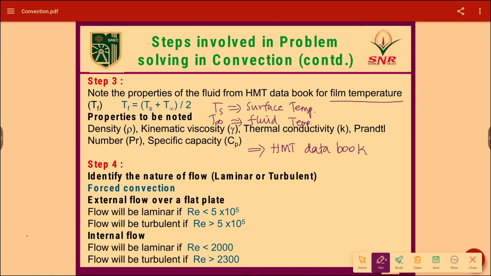So therefore, the Reynolds number will play a major role in identifying where the flow is laminar or turbulent in case of a forced convection. First, let us see what the correlations are for forced convection.